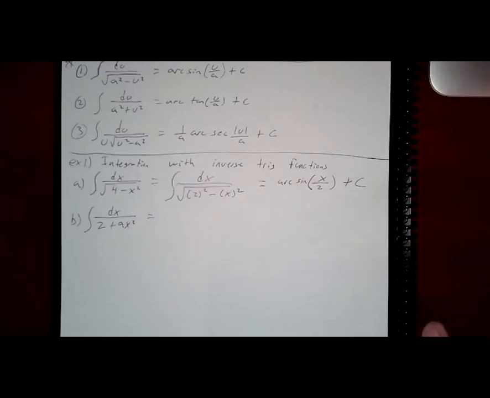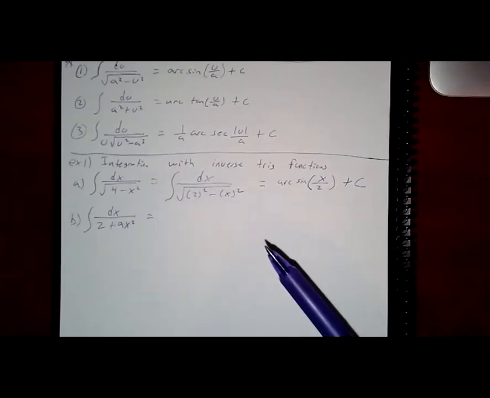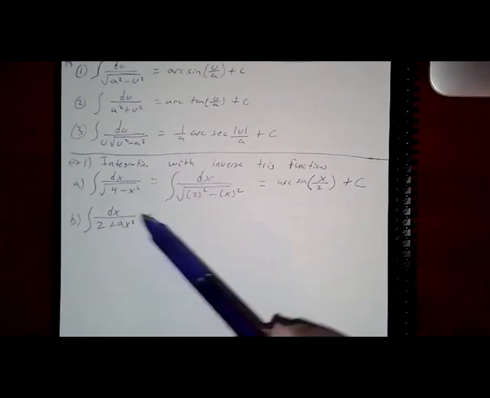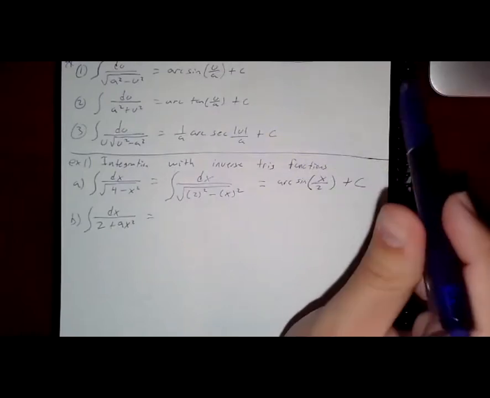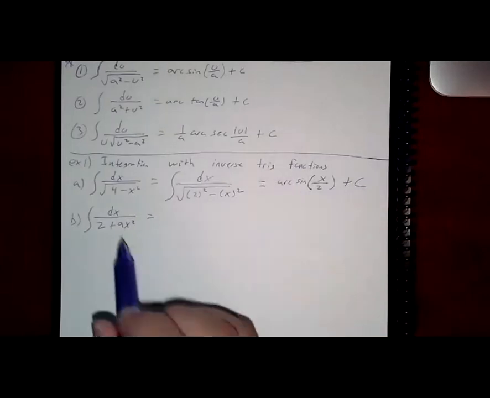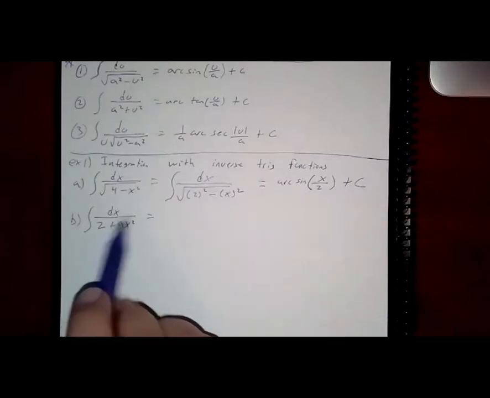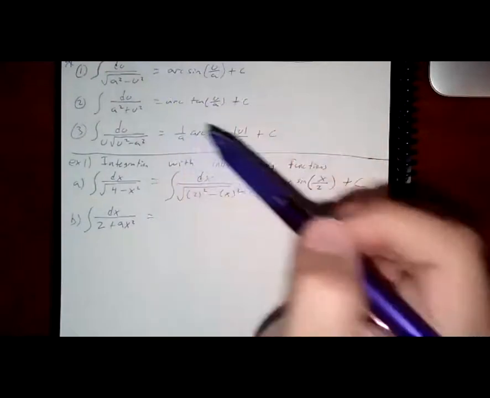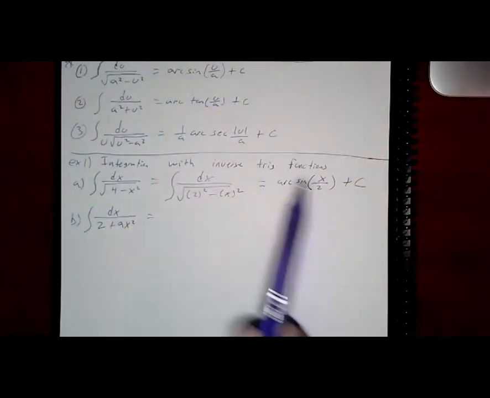All right, for the next question, we need to figure out what type of problem it is. Since we're in the trig section, we should know it has to be one of these trig types. So try rewriting the problem. It looks like it could be a tangent because you see a plus down here. And I don't see any roots, because number 1 and number 3 have square roots. So most likely it's a tangent if I can rewrite it this way.